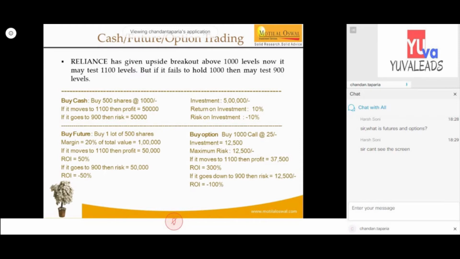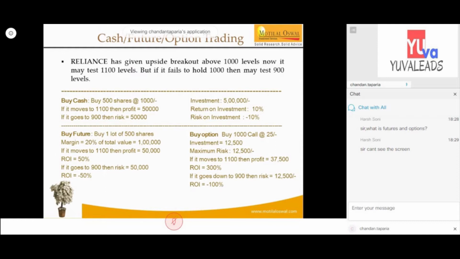Whatever it moves up, that is your profit. Whatever it goes down, that is your risk. But if you talk about options, there are two types: one is the call option, second is the put option. Buying an option means I have the right to buy an underlying, but not the obligation.